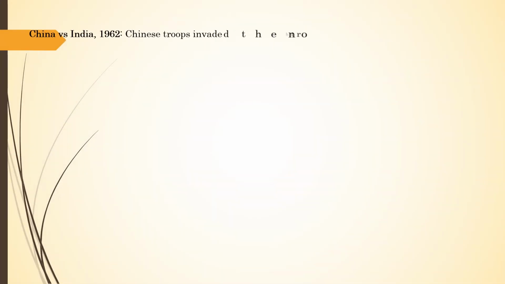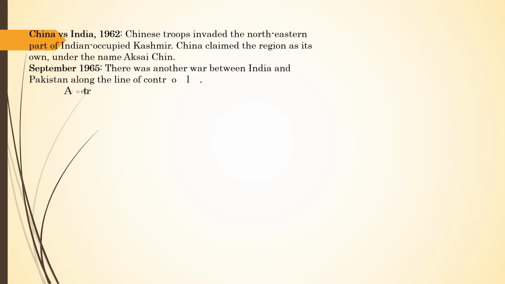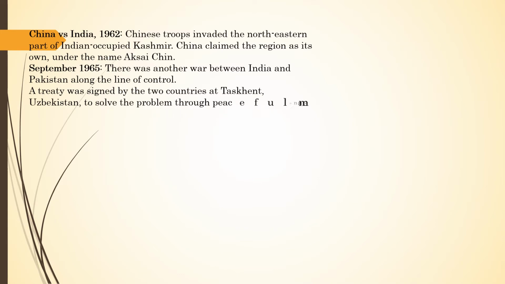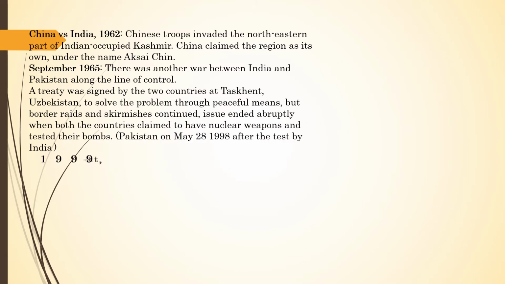China versus India, 1962. Chinese troops invaded the northeastern part of Indian occupied Kashmir. China claimed the region as its own under the name Aksai Chin. In September 1965, there was another war between India and Pakistan along the line of control. A treaty was signed by the two countries at Tashkent, Uzbekistan, to solve the problems through peaceful means, but border raids and skirmishes continued.